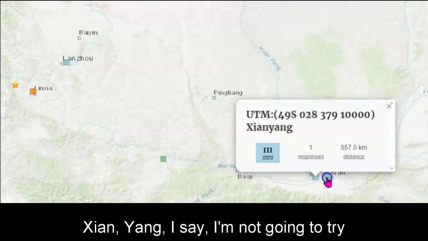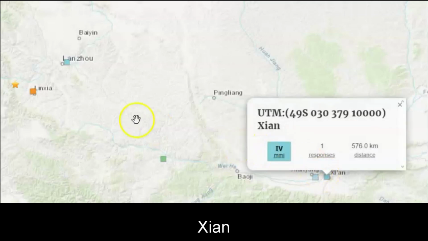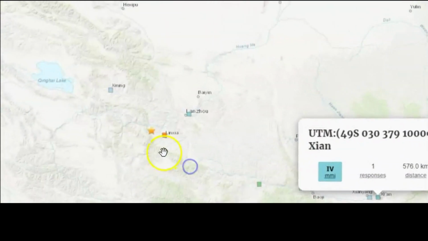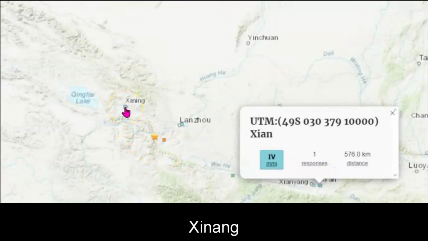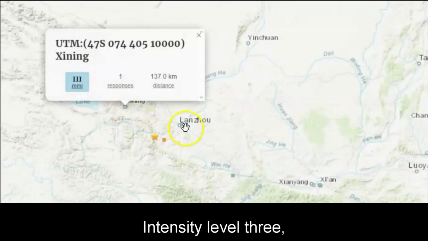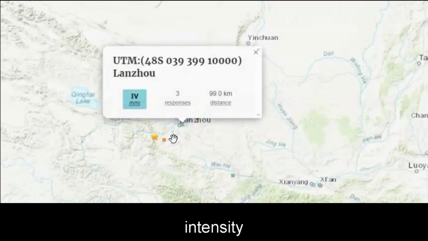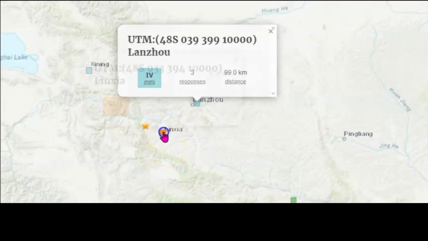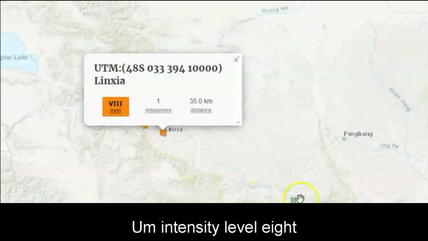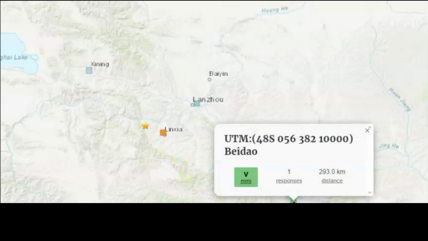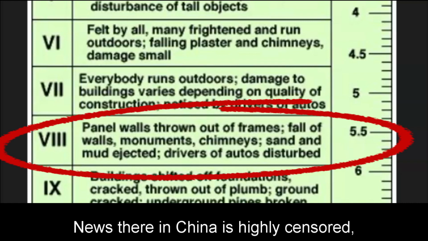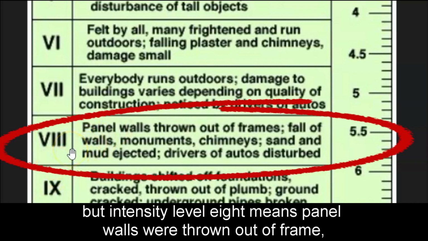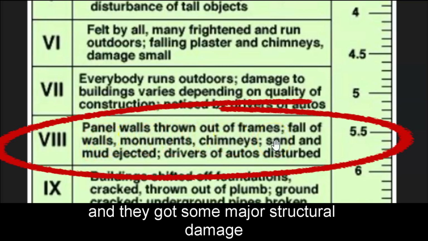Zian Yang. I say I'm not going to try. Zian. And then Ziying. Up over here. Intensity level 3. Intensity level 4 for that location. Intensity level 8 and intensity level 5. News there in China is highly censored, but intensity level 8 means panel walls were thrown out of frame. Yeah, they got some major structural damage.